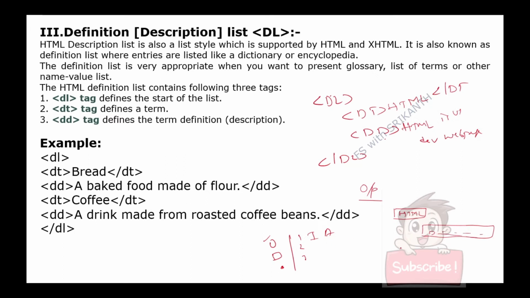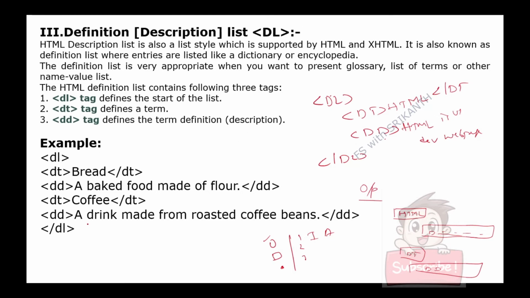Suppose you have one more data term. The data term is here and the data definition is here. In this way we can place this definition, otherwise called a description list, in a web page. With the help of the DL tag it is possible.